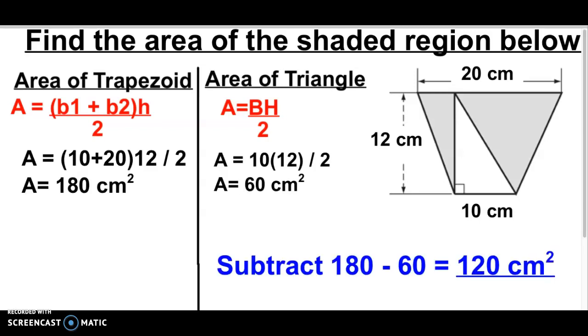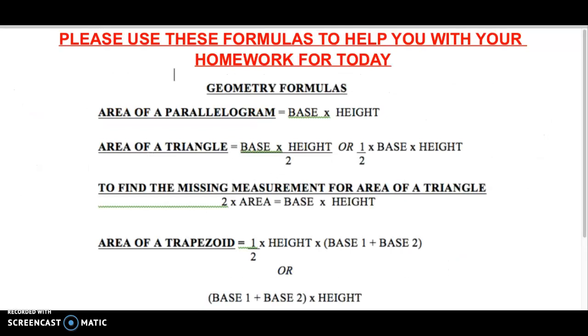Please hit pause. Okay, the area of the trapezoid came out to be 180 centimeters squared because I added the bases, 20 plus 10, times the height, divided by 2. Remember, this means divided by 2. It came out to be 180. The area of the triangle was base times height. The height was 12. Remember, the height is 12 for both figures, divided by 2. So that was 120, divided by 2 is 60. I have to subtract the area of the triangle from the area of the full trapezoid, and that's how I find the answer.